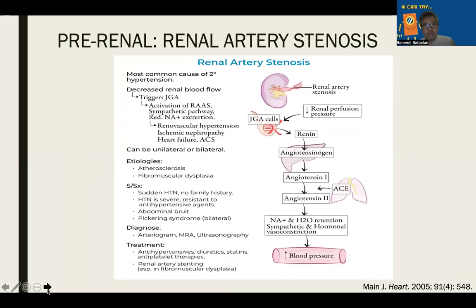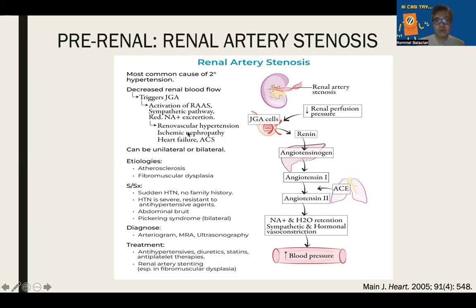So one example would be also renal artery stenosis, which is the most common cause of secondary hypertension. So what happens in renal artery stenosis? There is a narrowing of one particular area or segment in the renal artery. Because of that, it leads to a decreased renal blood flow. It triggers the juxtaglomerular apparatus, leading to the activation of the RAAS and the sympathetics, as we mentioned.